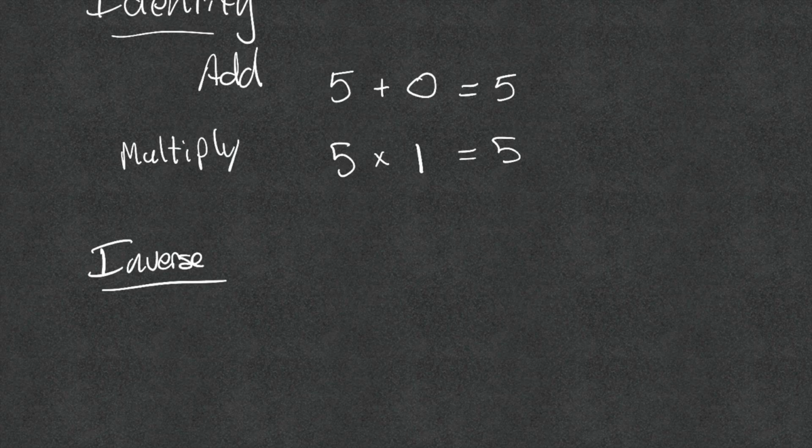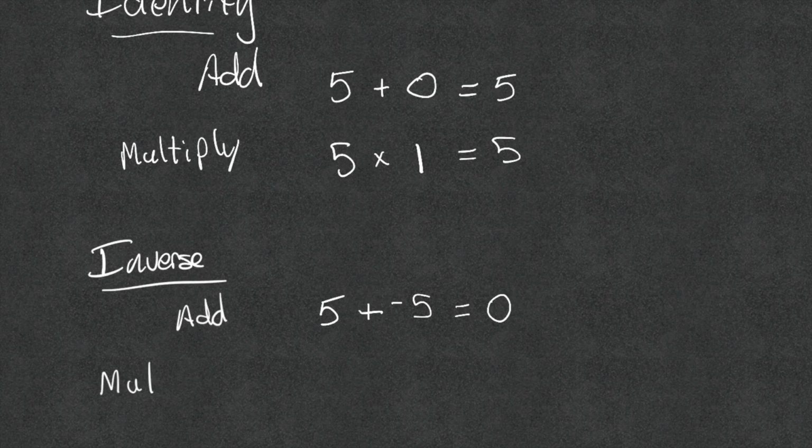Now, inverse properties. Inverse properties of addition. I want to think, if I begin with a number and I'm adding, what will give me 0? And that would be a -5. Think inverse kind of undoes the addition. My goal is to equal 0 when I'm adding in the inverse property.